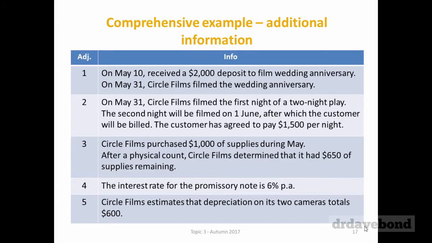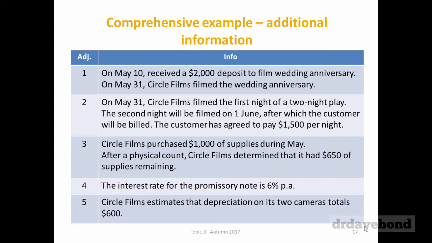The additional information is, if you cast your mind back to last week, we got a deposit to film a wedding anniversary. We've now done that. We've also filmed 50% of a job, of which we've yet to invoice them, and we'll get paid $1,500 for each night. Thirdly, we purchased 1,000 of supplies during May. After a physical count, Circle Films determined that it had 650 of supplies remaining.